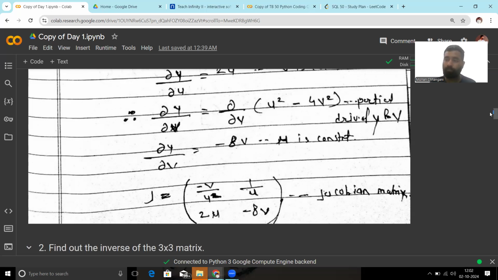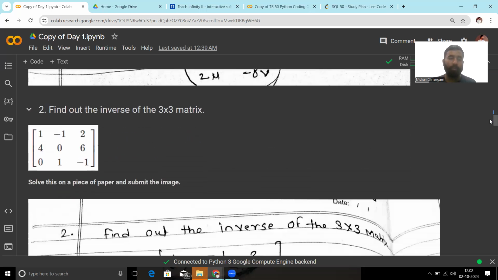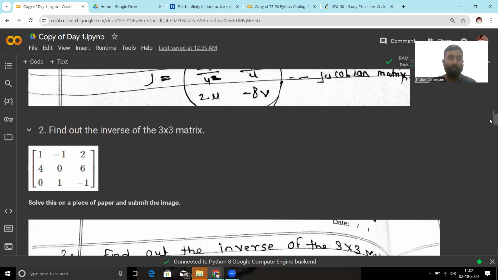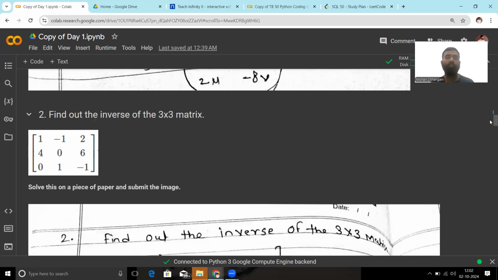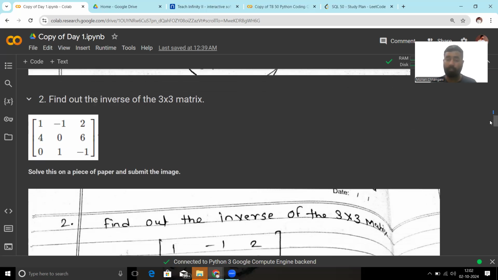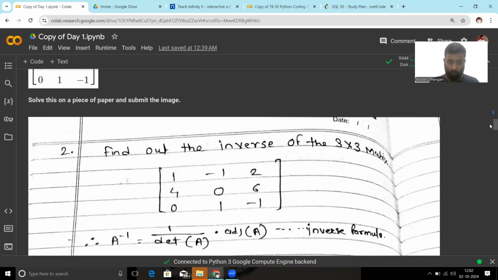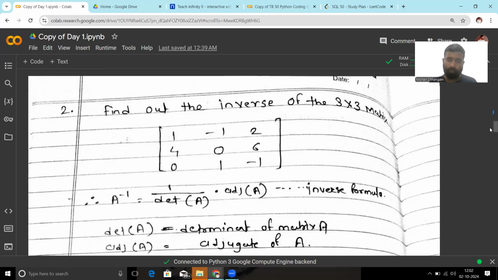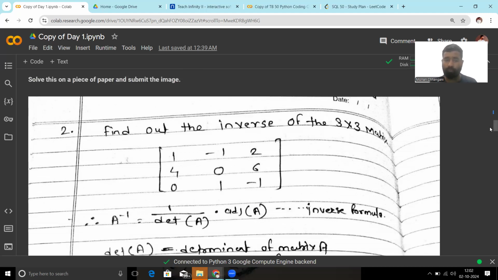Let me jump on to the second mathematical problem. We find the inverse of a 3 by 3 matrix. This is our problem statement, which I wrote on paper and uploaded. We follow these steps to get the inverse of the 3 by 3 matrix.